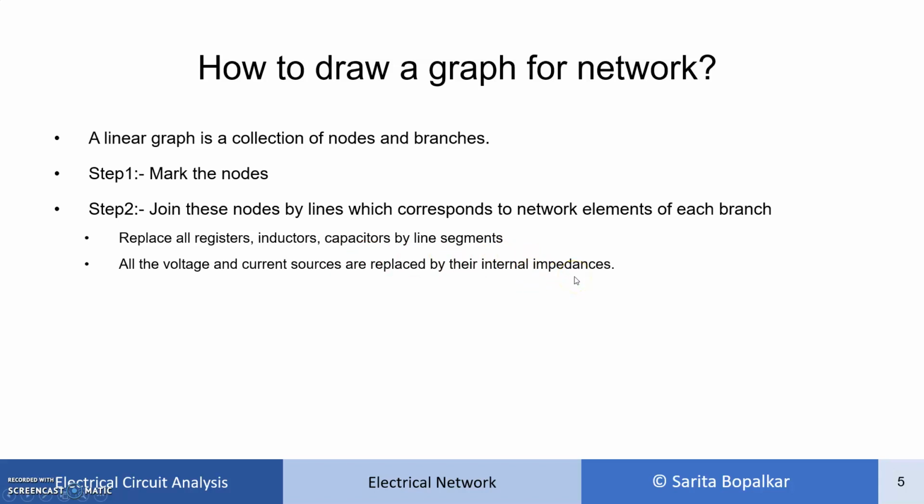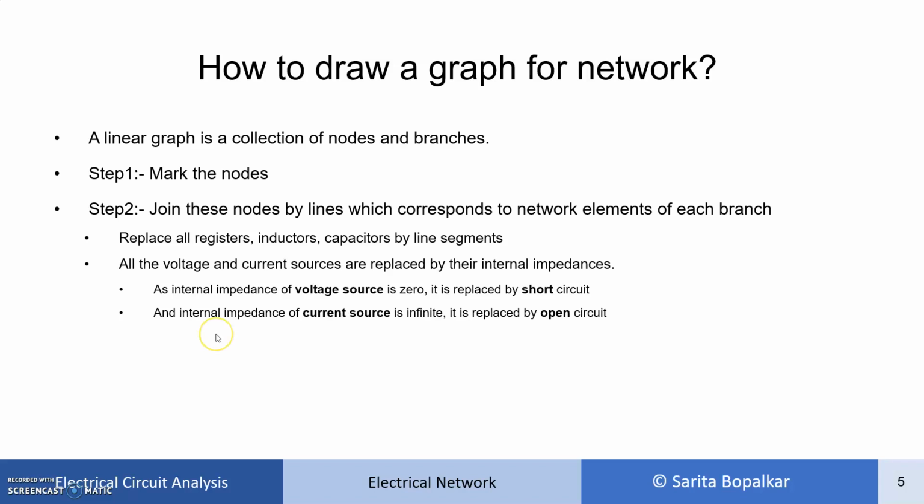So we should know the internal impedance of voltage source and current source. For an ideal voltage source, its internal impedance is 0. That's why the voltage source is replaced by a short circuit. Whenever your branch holds a voltage source, you have to replace it by a short circuit. And the internal impedance of an ideal current source is infinite. So whenever there is a current source in your circuit, you have to replace it by an open circuit.